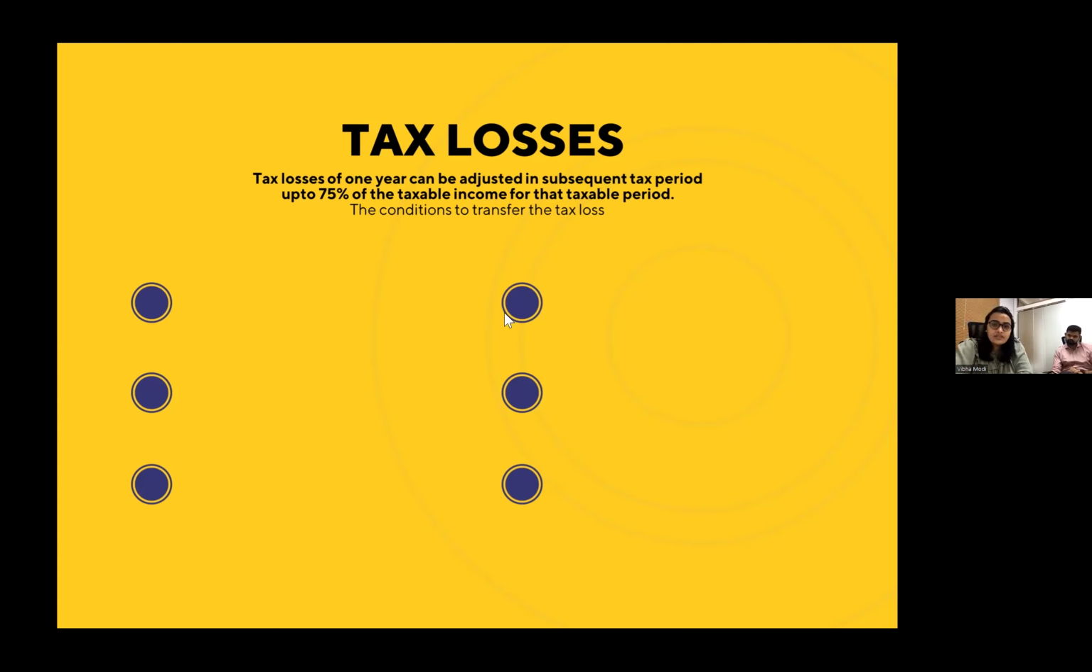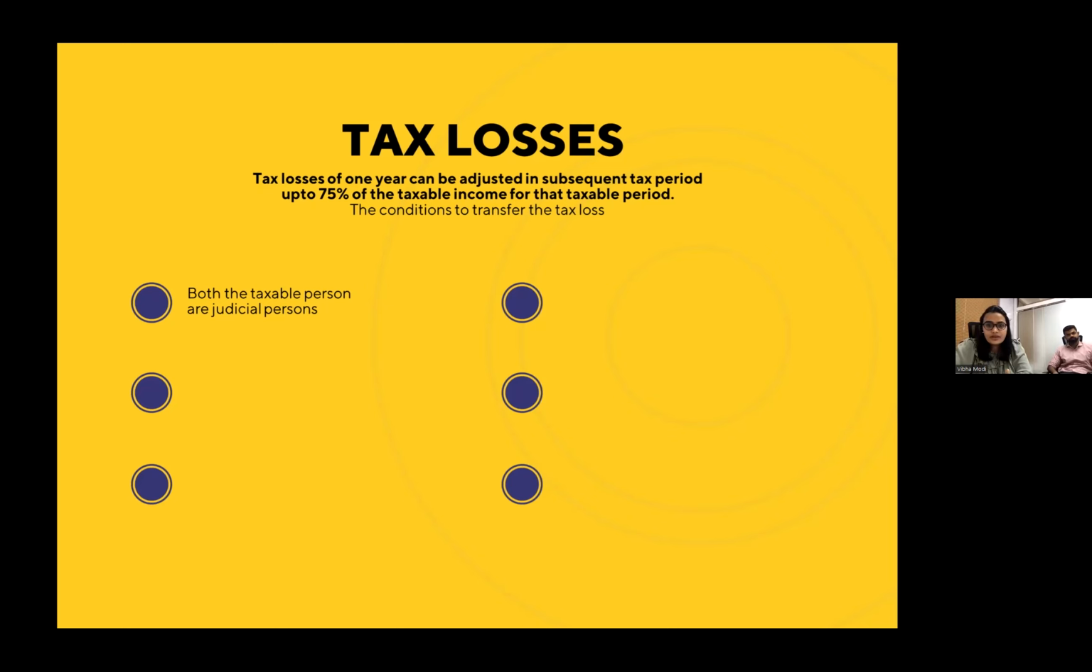On the remaining 25%, if you have a profit in any year, you have to pay tax on the same, even if you have more tax loss than the income of that year.